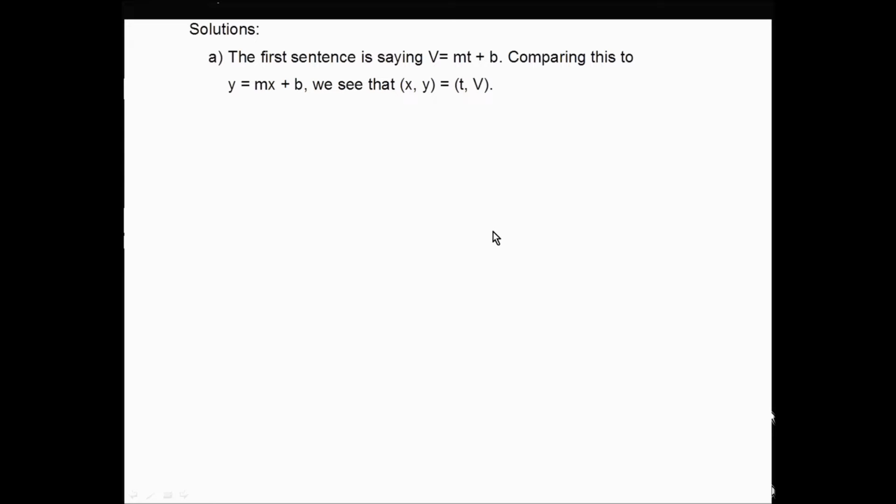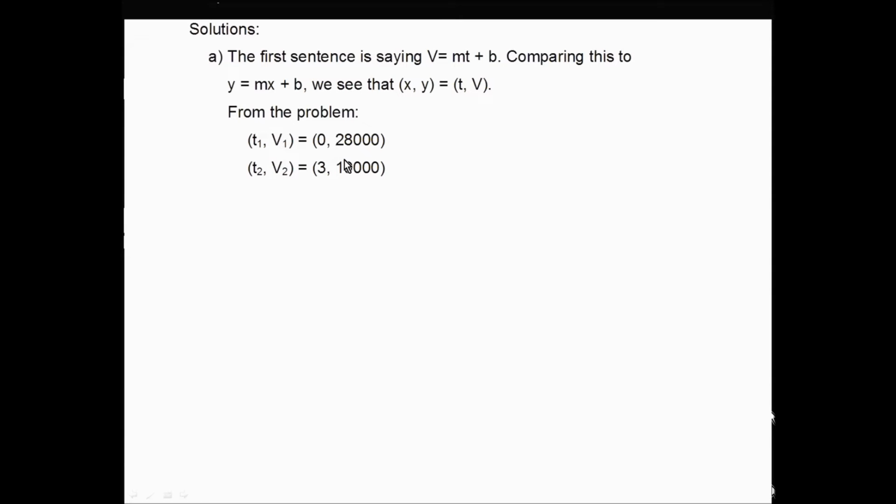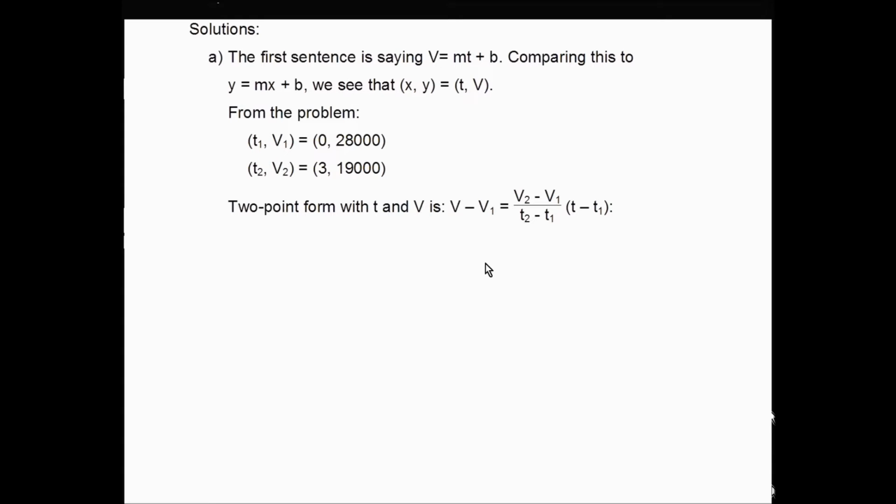Now, if you recall from the problem, we were given two values and two times. So from the problem, v1 was 28,000. When new, it was purchased for 28,000. Then for time t2, 3 years later, it was worth 19,000. Now, if I write down my two-point form using the t's and the v's, remember t is x, v is y, I'll have v minus v1 is equal to v2 minus v1 over t2 minus t1 times t minus t1. I've tried to rig it so that the numbers will come out nice. Plug in the numbers now. So I'll have v minus 28,000 is equal to 19,000 minus 28,000 over 3 minus 0 times t minus 0.